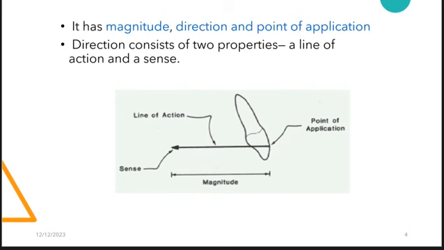So, as I mentioned, the arrow signifies the direction of the force and the length of the arrow signifies the magnitude of the force. Magnitude is nothing but the power of the force, or it is a quantification.